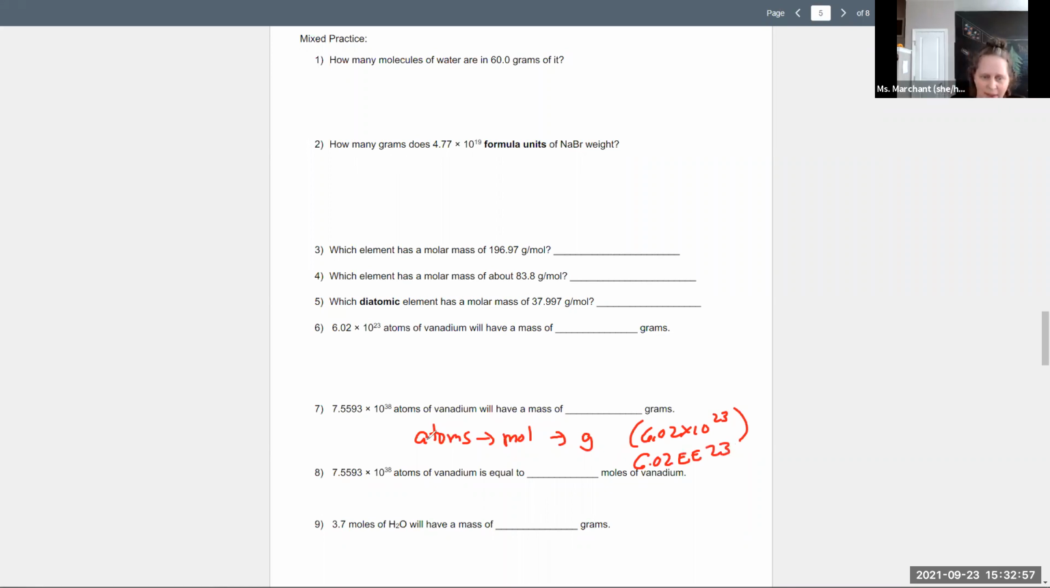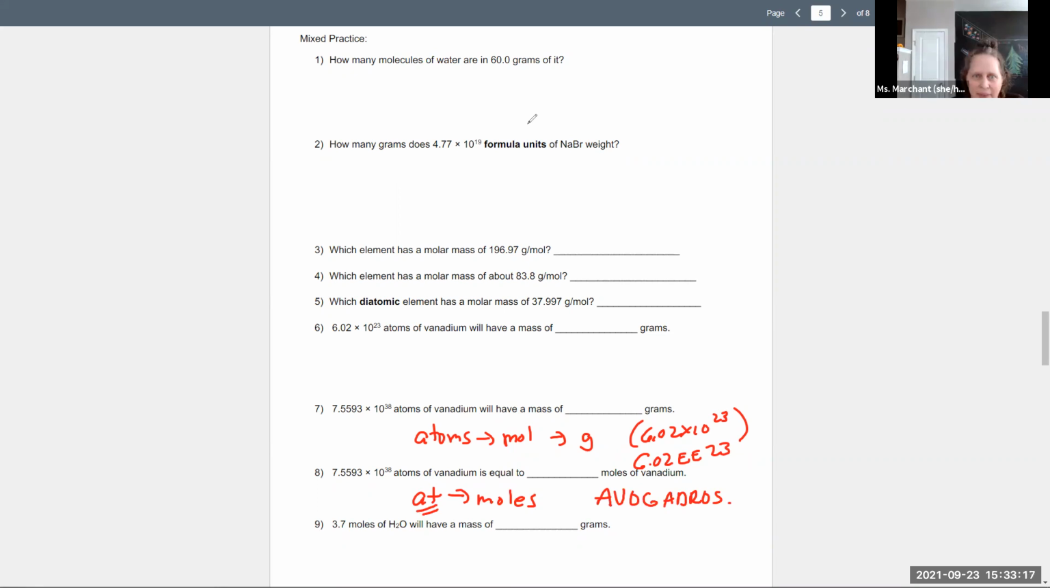Okay. Number 8, atoms to moles. There's only 1 unit conversion that goes from atoms to moles. What's the name of that? Avogadro's. 1 mole is 6.02 times 10 to the 23rd somethings. And in this case, the somethings is atoms.